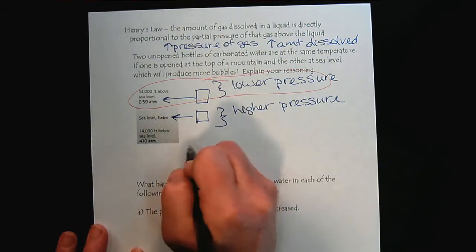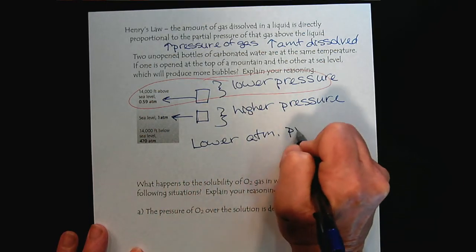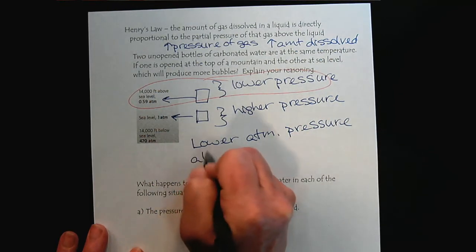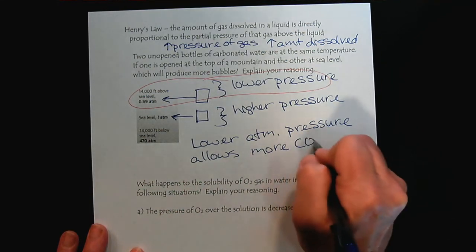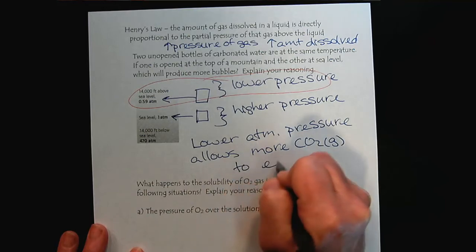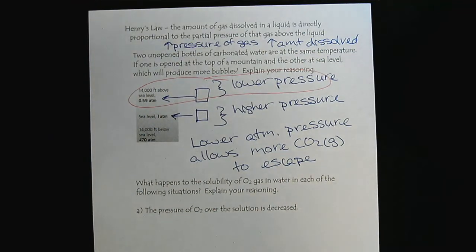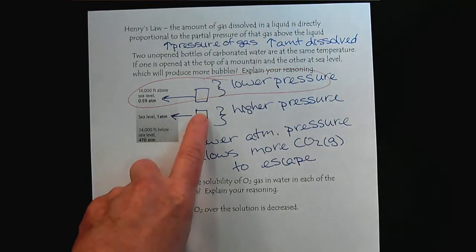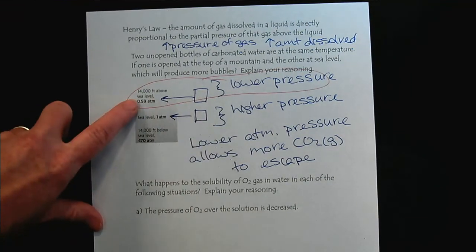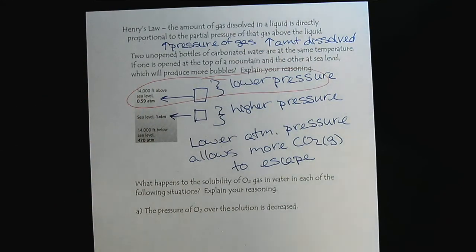So what's our explanation? The lower atmospheric pressure allows more CO2 bubbles to escape. You can think of the pressure as an invisible force field pressing down on the surface. So with the high pressure at sea level, the gas bubbles would have to fight against that high pressure to be released, where here the gas bubbles have a much lower pressure to overcome to escape.